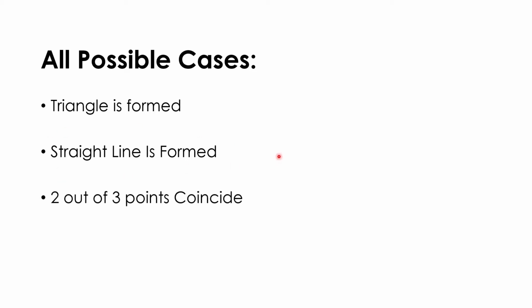The third case is what if two out of the 3 points coincide? Like this is 1 point, and this is another point, and then this 1 point. It makes a straight line, right? And what if all those 3 points coincide? That will make a single point, right? So these are the four possible cases. In the first one we will show a triangle, in these two cases we will show a straight line, and in this case we will show a point. Okay, so let's get into it.